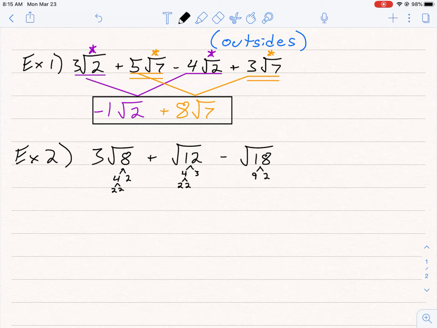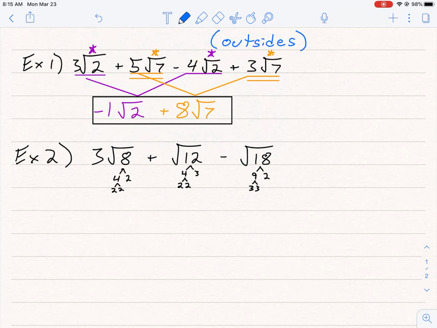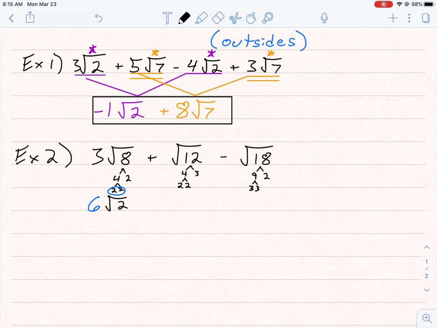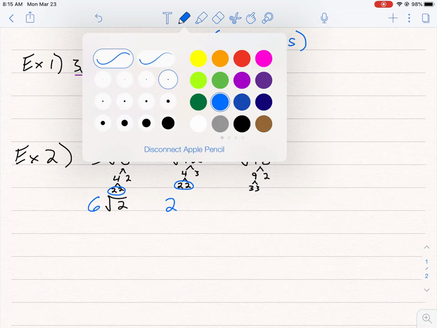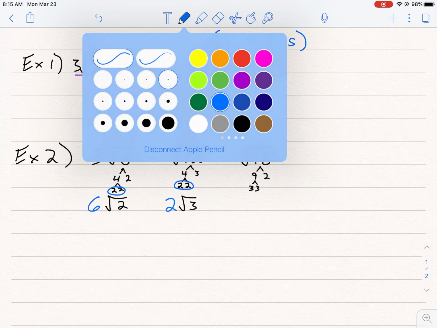18 is 9 and 2, which is 3 and 3. So, similar to what we were doing before, you look for the pair that multiplies with your outside number. So that gives me 6 here with the square root of 2, because I had that 2 remainder. For this one, I have a pair of 2's with a leftover 3. So that's 2 square root of 3.